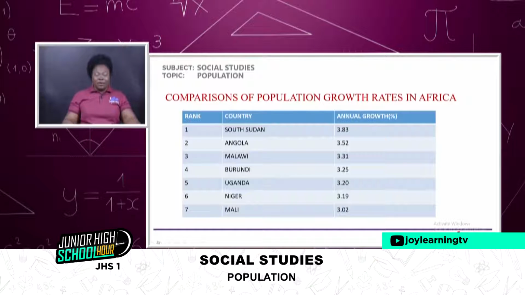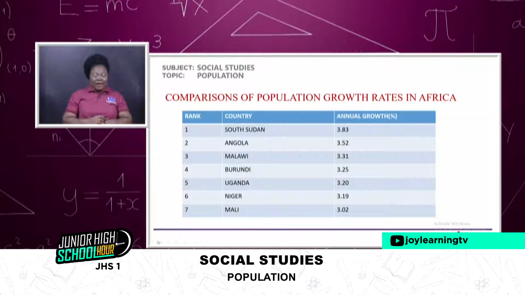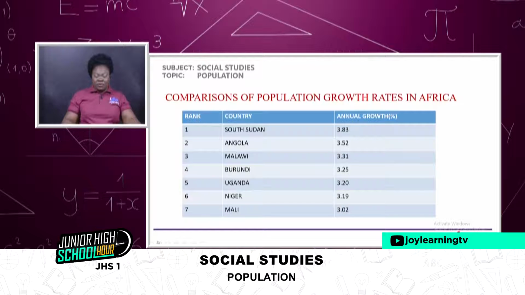Now let's look at the comparison of growth rates in Africa. So we are comparing, ranking growth rates. South Sudan, annual growth rate. Look at Angola, Malawi, Burundi, Uganda, Niger, Mali. So that's the annual growth rate.